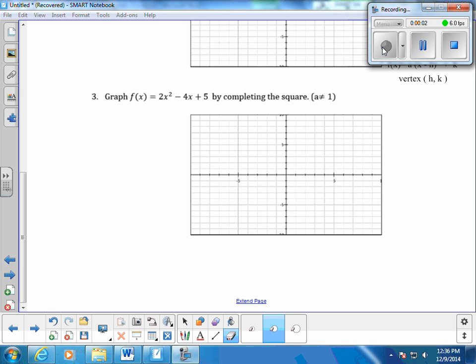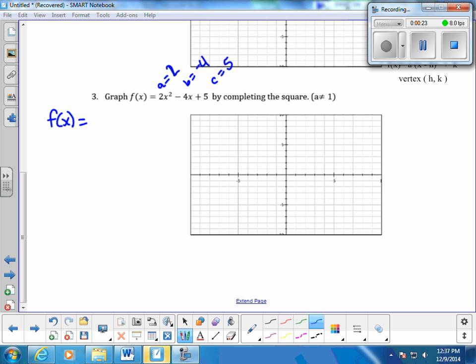We're going to look at another complete the square, but this time when the a term is not 1, this time it's 2. So let's just remember, in this case a is 2, b is -4, and c is 5. So first of all, let's take our function f of x equals 2x squared minus 4x plus 5.